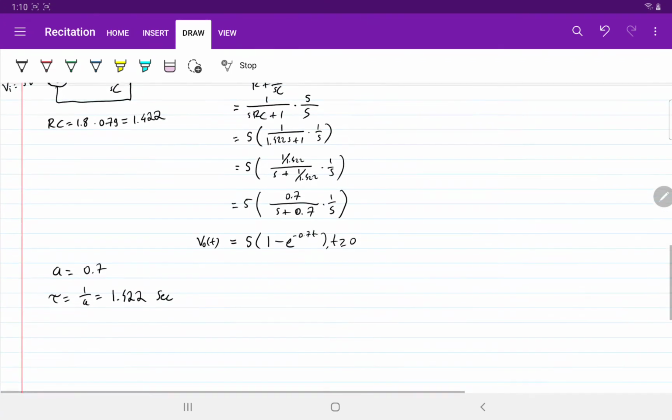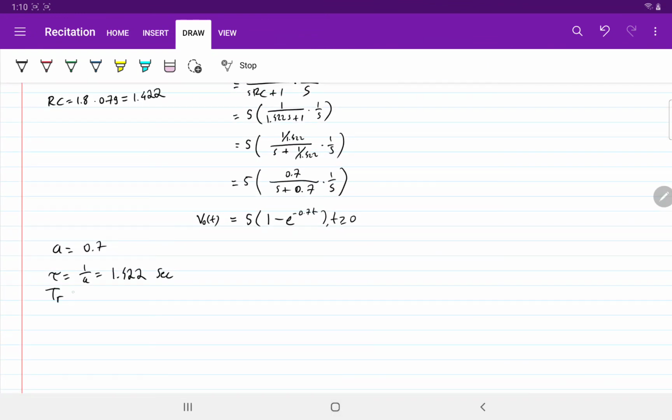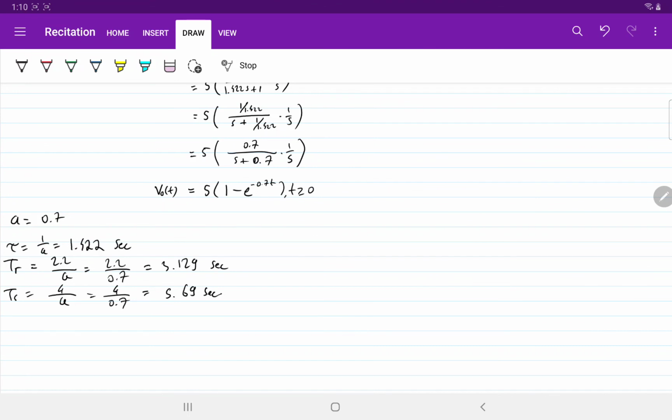Okay, what about rise time? Rise time is 2.2 over a, which is 2.2 over 0.7, which is 3.129 second. And settling time is 4 over a, which is 4 over 0.7, which is 5.69 second. So from these three, we should be able to plot the trajectory of the system.